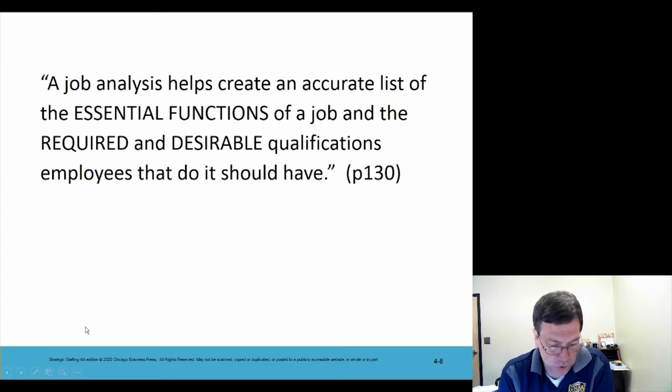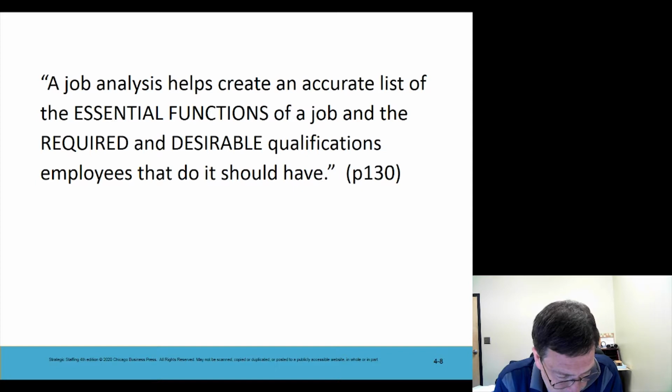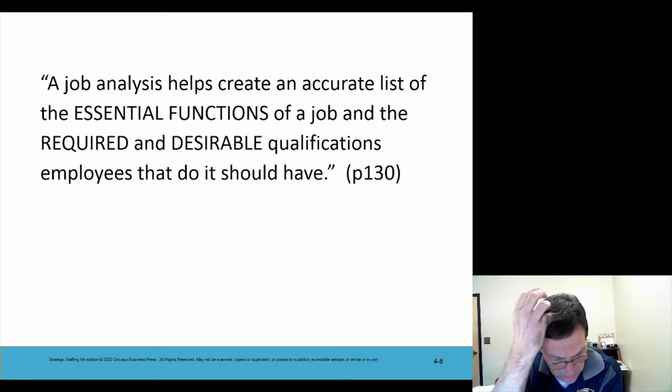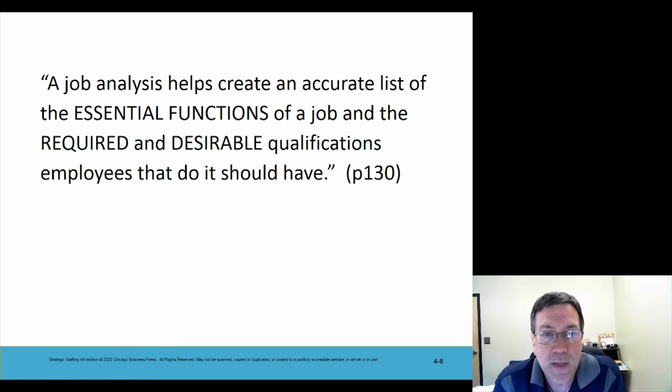Page 130, here's a quote. The first paragraph, under the heading of the legal and practical reason: "The job analysis helps to create an accurate list of the essential functions of a job and the required and the desirable qualifications that employees who do that job should have." So there's two critical pieces here that form the foundation of what we're doing in this class this semester.